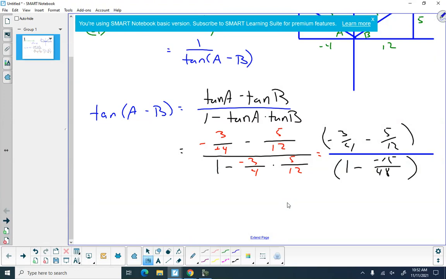If you want to encourage yourself to become a better math student, look at your denominators, get a common denominator. We got 4, we got 12, we got 48. Multiply your numerator and denominator by that common denominator. We have a complex fraction, which means we're going to multiply each and every term by 48.